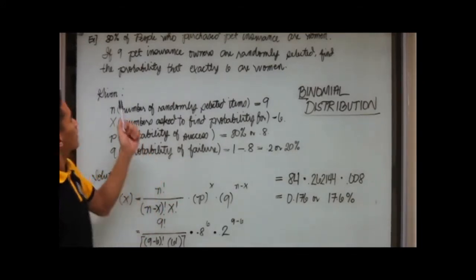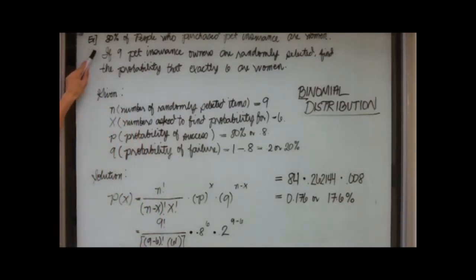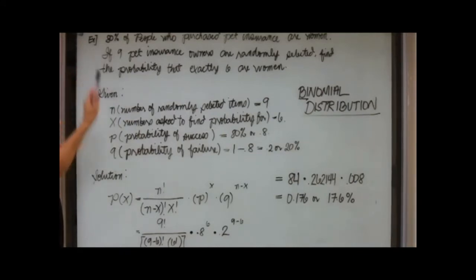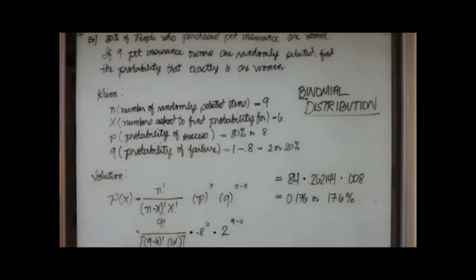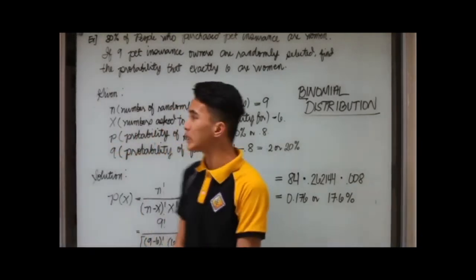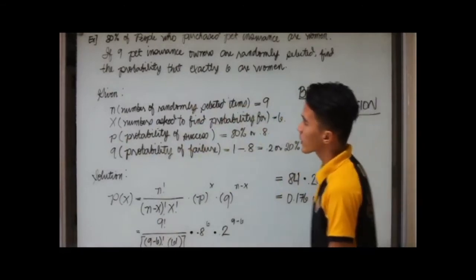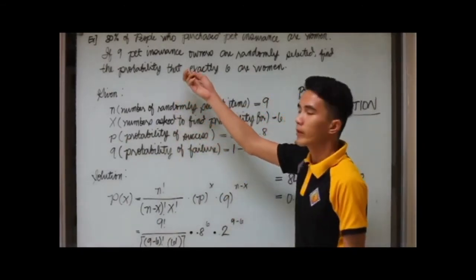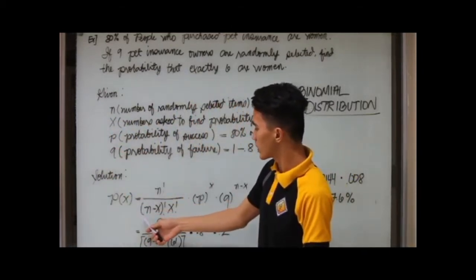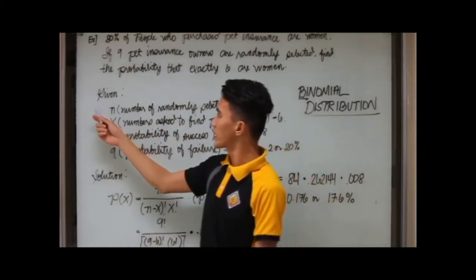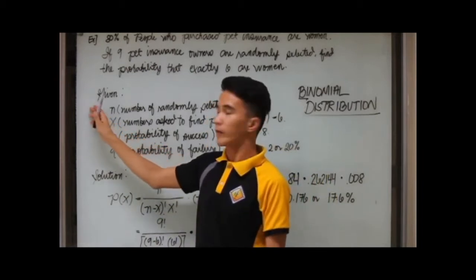So the problem here is: 80% of people who purchase pet insurance are women. If 9 pet insurance owners are randomly selected, find the probability that exactly 6 are women. Since we have the problem, we will use this formula, but first let's list the given.